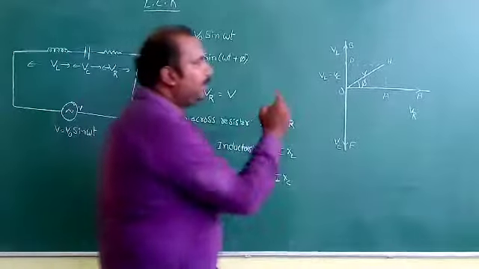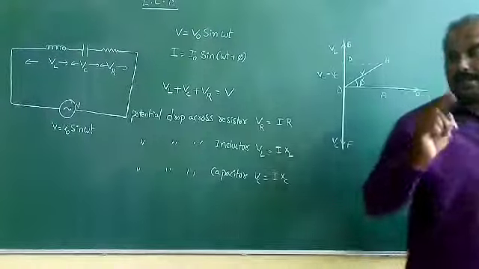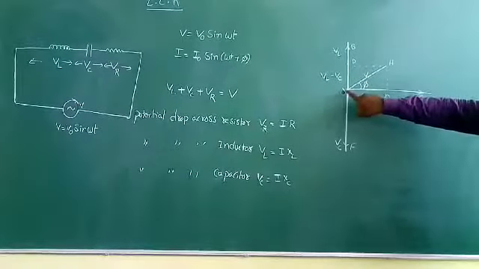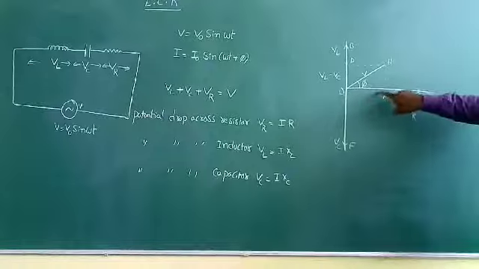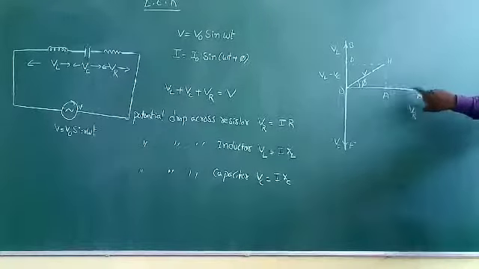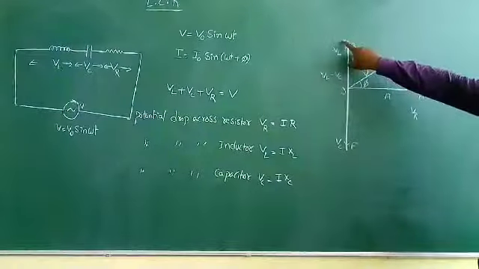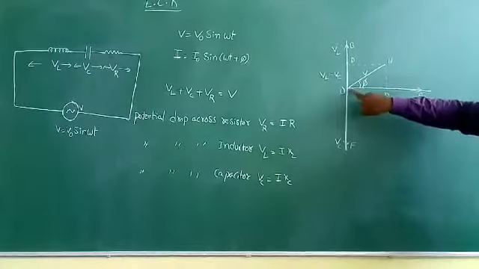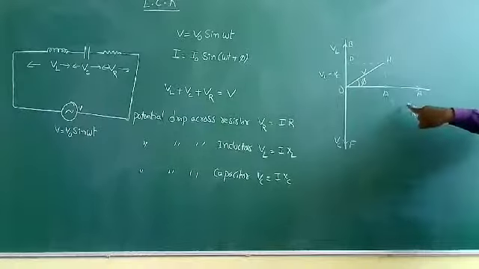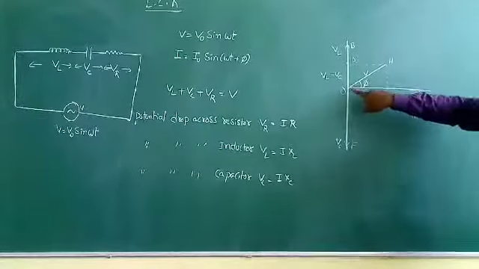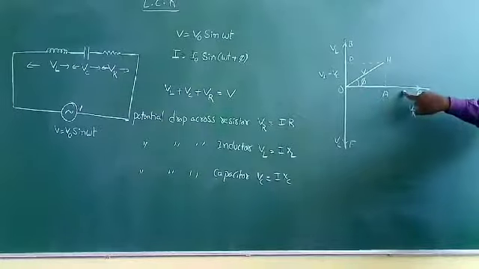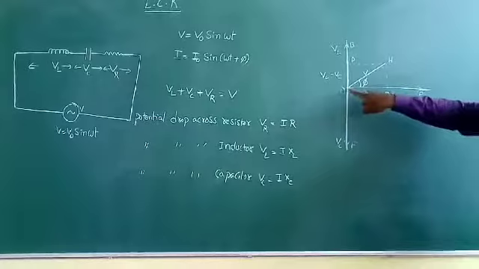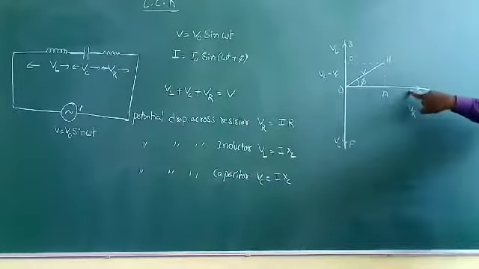Now, all of us see the phasor diagram. In the phasor diagram, this part is represented by resistor, this part by inductor, and this part by capacitor. Now see, for resistor, the current and voltage both lie on the same line. So that is the reason for resistor there is no phase difference between voltage and current.